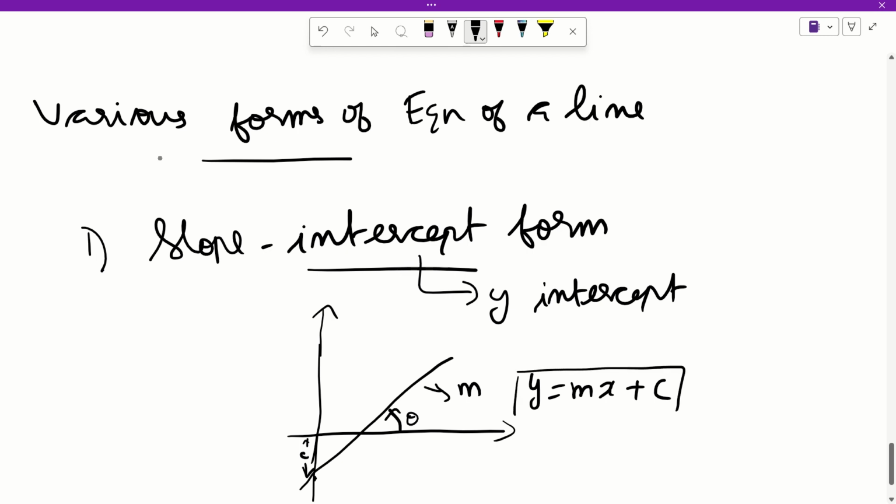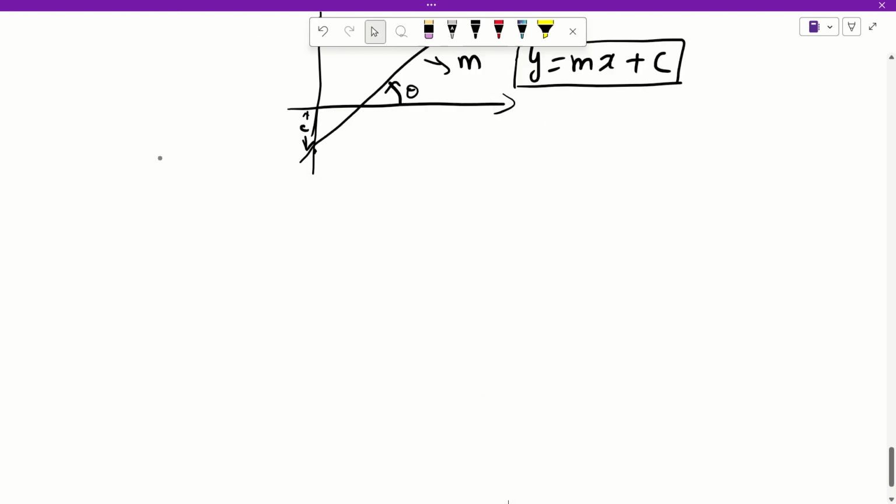Okay, this is the equation of a line. Okay, just study the equation in slope-intercept form, that is y-intercept. Equation of a line is given by y equal to mx plus c. There's no need to study the figure, just study the equation. Just know the equation for slope-intercept form. Let us go to the next one, slope point form. Interesting.